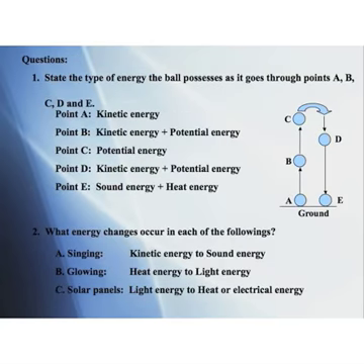Here are some further questions. State the type of energy the ball possesses as it goes through points A, B, C, D, and E. You'll realize that at point A there is only kinetic energy, which then changes to kinetic and potential energy at point D.